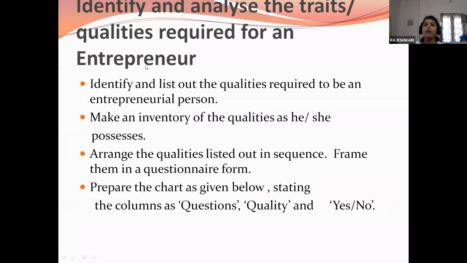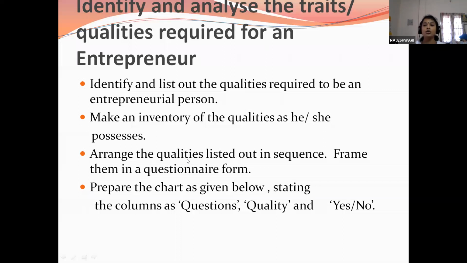So how do we identify and analyze an entrepreneur? Some qualities are there. These are the different qualities I already mentioned: decision making, leadership quality, and in which trade you are choosing one business. Also, prepare first of all. If you immediately start a business without preparation, there may be more risk in that.